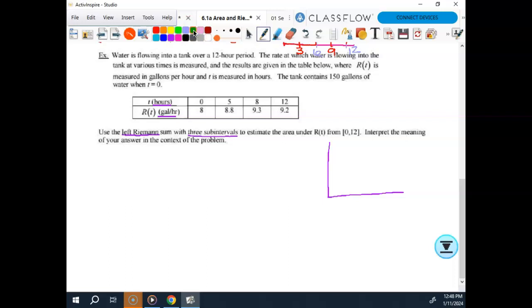And I'm going from 8 to 9.2. Does it say in here? Let's see, it's flowing into a tank over a 12-hour period at various times as measured. So even though it's flowing in, it doesn't say that it's flowing in at a constant rate or an increasing rate. These numbers are increasing, but remember that your graph could actually look kind of wonky like this, like we don't really know. Okay, it is what it is. And so we're going to go from 0 to 12. And it says 3 subintervals. So that means that I'm going to have 3 rectangles. So what are these numbers?